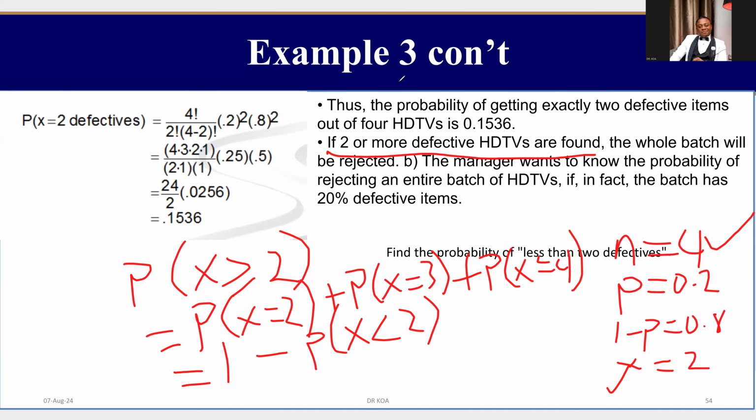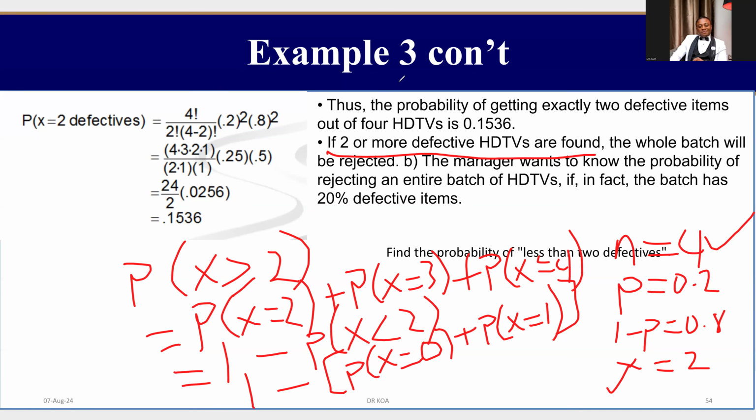Or if you like, you make it less or equal to 1. That's another way you can do it. So this one gives you a shorter distance. Why? Because this is the same as finding 1 and then subtracting the probability of x being equal to 0, because below 2 means you have to deal with 0 first, plus the probability of x being equal to 1. So you get these two, add them and subtract them from 1, and you arrive at the same answer as the one going through all of those previous calculations.